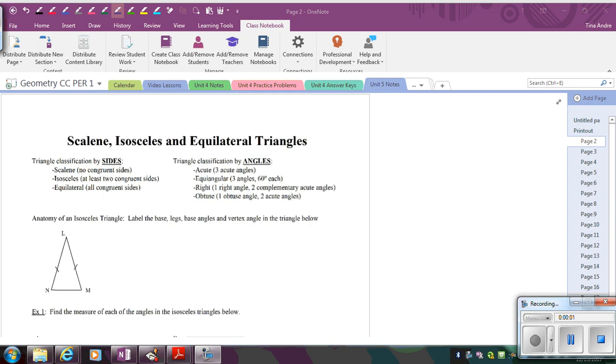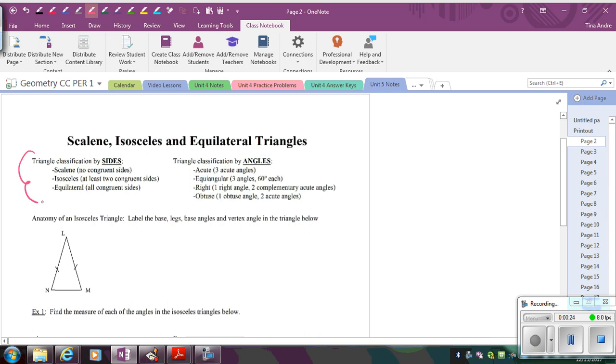In this video, we're going to review the different types of triangles. If you recall, we have scalene, isosceles, and equilateral triangles. When classifying a triangle by its sides, this is where we'll use the words scalene, isosceles, and equilateral. Remember, a scalene triangle has no equal sides, isosceles has at least two, and an equilateral has all three.